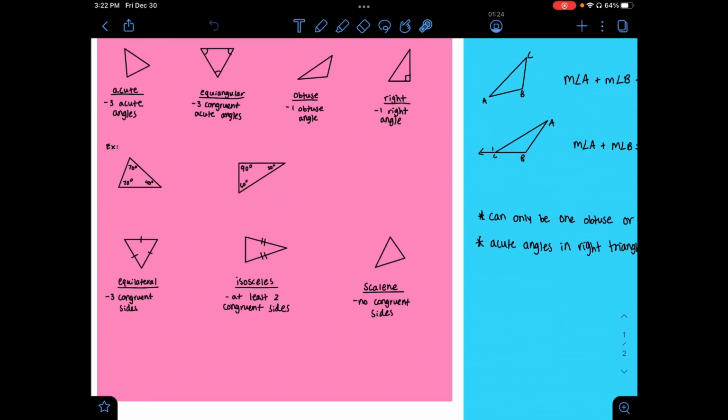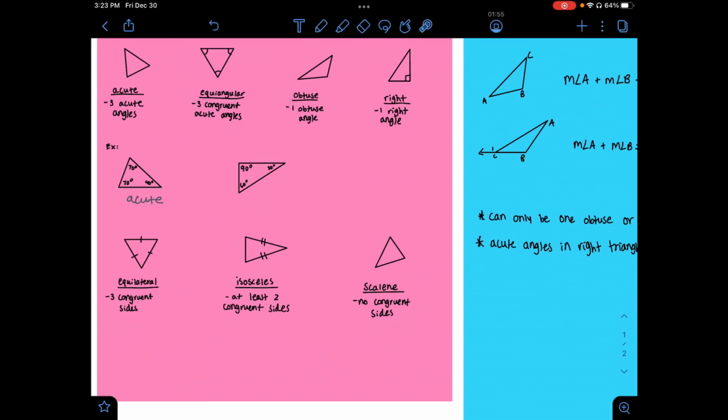Okay, so here we're going to do an example first. With this triangle here, there's a 70-degree angle, another 70-degree angle, and a 40-degree angle. Out of these 4 up here, which triangle would it be? We can already take out obtuse and right because there's no 90-degree angle and there's no obtuse angle. Is it equiangular? No, because they're not all 3 the same angle. So this one's an acute triangle.